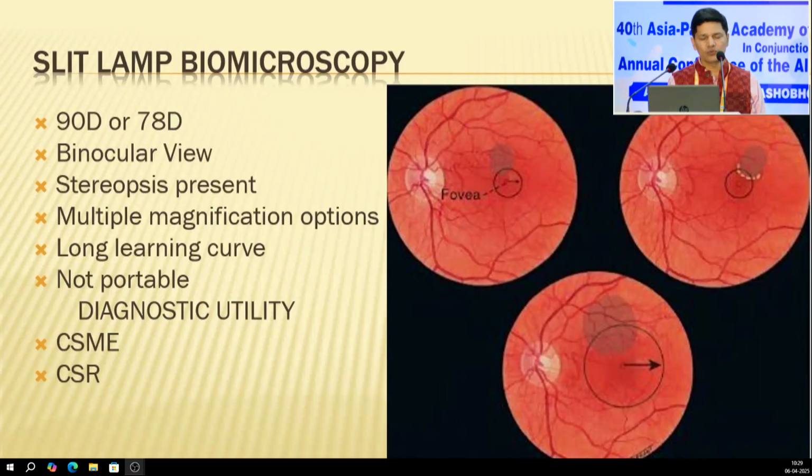And diagnostic utilities are like CSME and CSR. In both of these, the disease is present at the posterior pole, and you need to have a good binocular view to diagnose them. And particularly in clinically significant macular edema, this method of examination is required to label the findings.